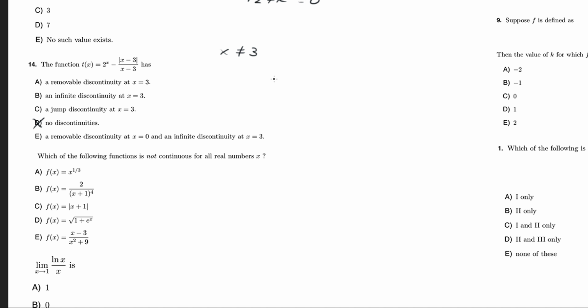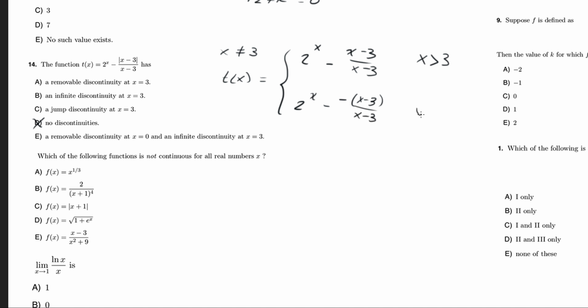Now, absolute value, remember, we gotta break it into 2. So t of x becomes 2 to the power of x minus x minus 3 over x minus 3 for x greater than 3, 2 to the x minus negative x minus 3 over x minus 3 for x less than 3. Okay? Now this becomes 1, so I'm going to simplify it over here. So 2 to the x minus 1, this becomes plus 1 for x greater than 3 and for x less than 3.